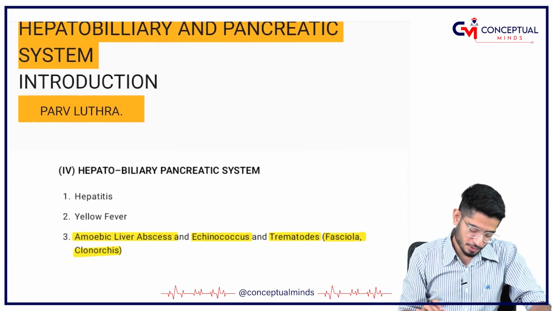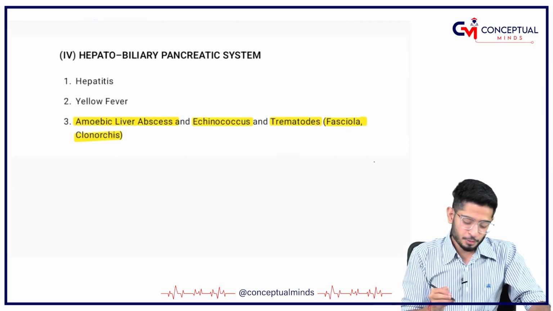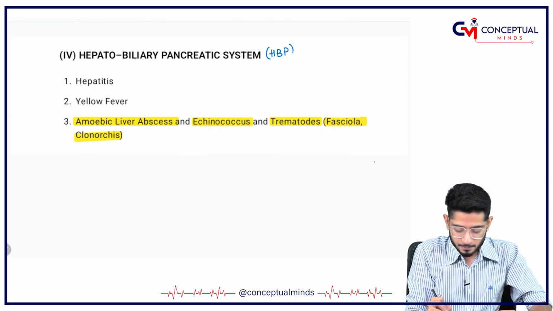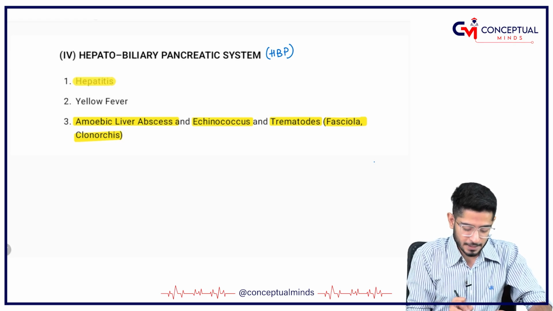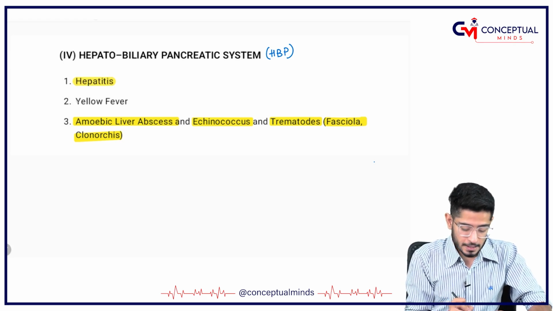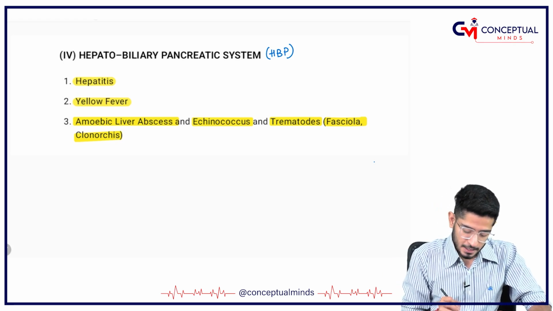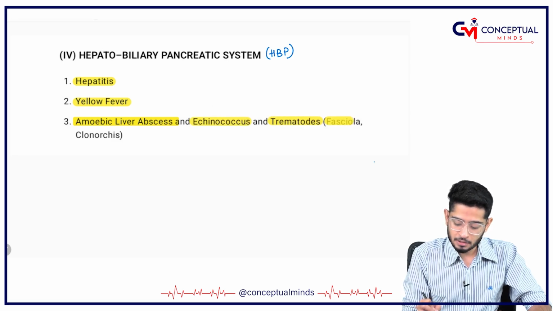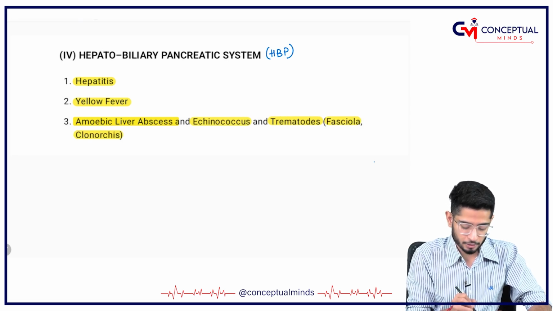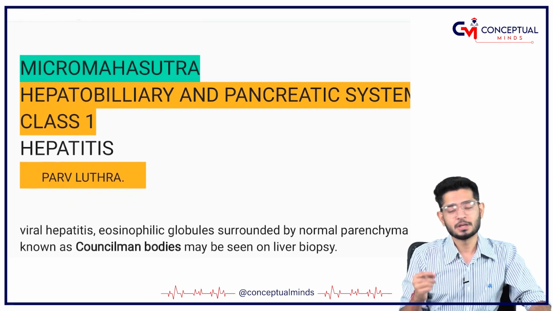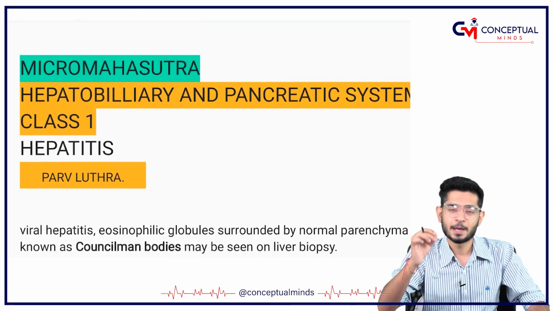Coming on to the introduction part, in the hepatobiliary pancreatic system, which I call the HBP system, we will be discussing hepatitis in this video itself. Next will be yellow fever in the second class, and in the end we will be discussing the amoebic liver abscess, the echinococcus, the trematoda, and in trematodes we will discuss the fasciola and clonorchis. My dear friends, this is the perfect time to start with our first class, that is hepatitis.